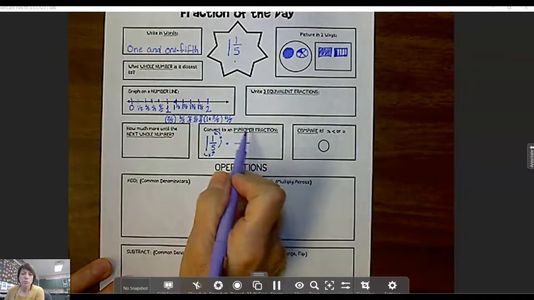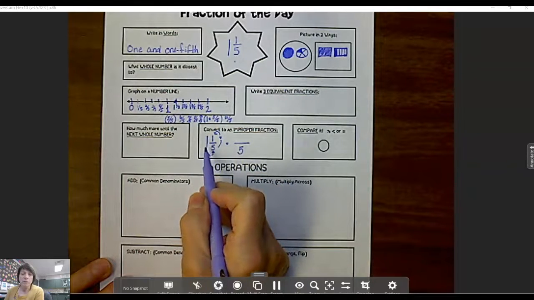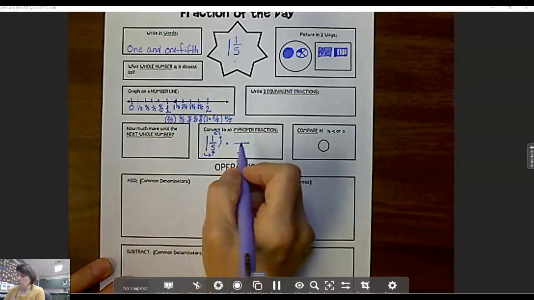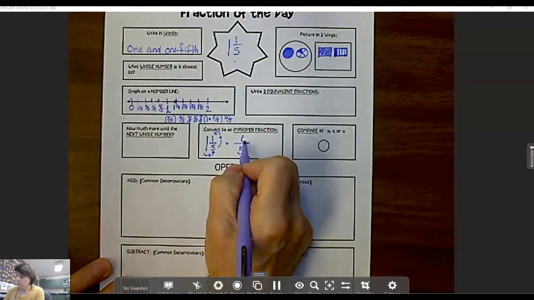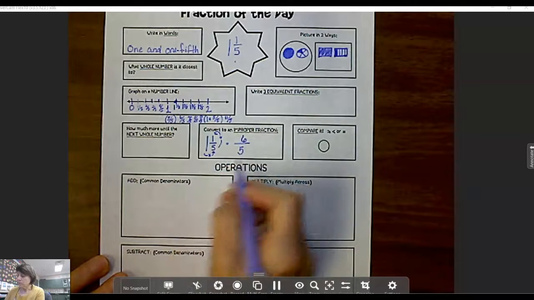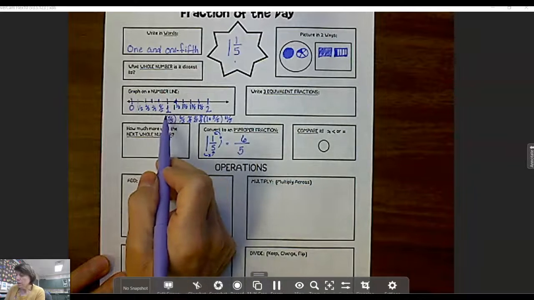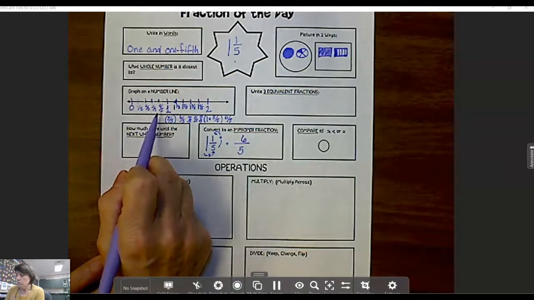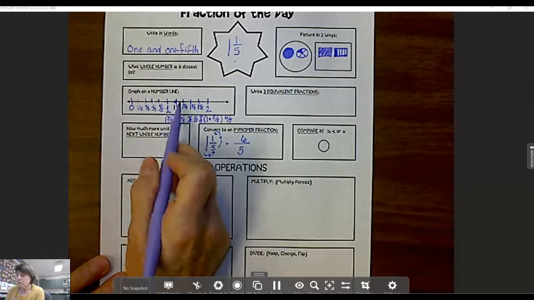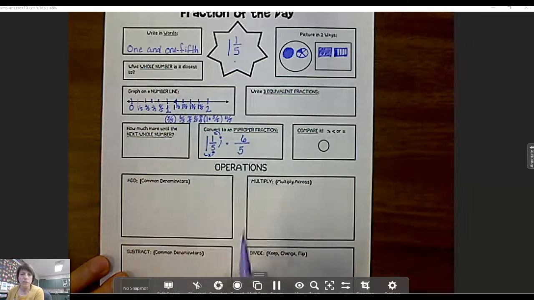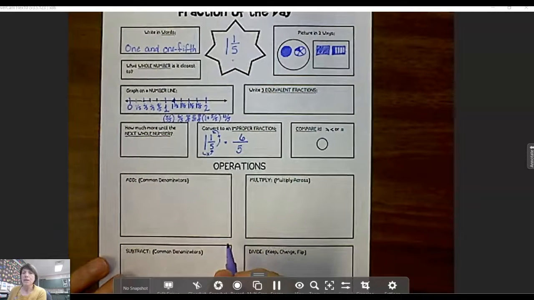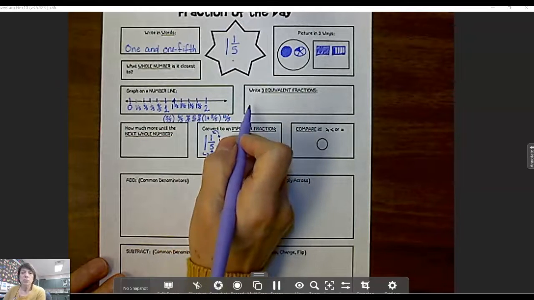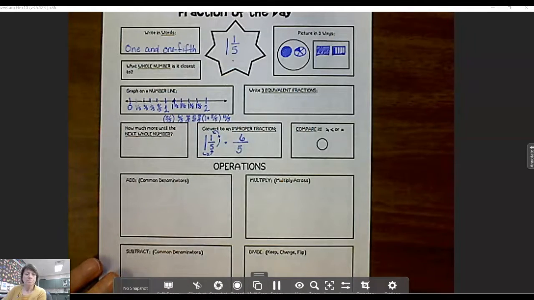But to get our new numerator, we're going to take 1 times 5, which is 5, and then add 1. So 5 plus 1 would be 6. So 1 1/5 is equal to 6/5. And we saw that up here, right, as we did our number line. 1/5, 2/5, 3/5, 4/5, 5/5, 6/5. 1 1/5 would be equal to 6/5. Okay? All right, so I'm going to use that 6/5 then to write 3 equivalent fractions.